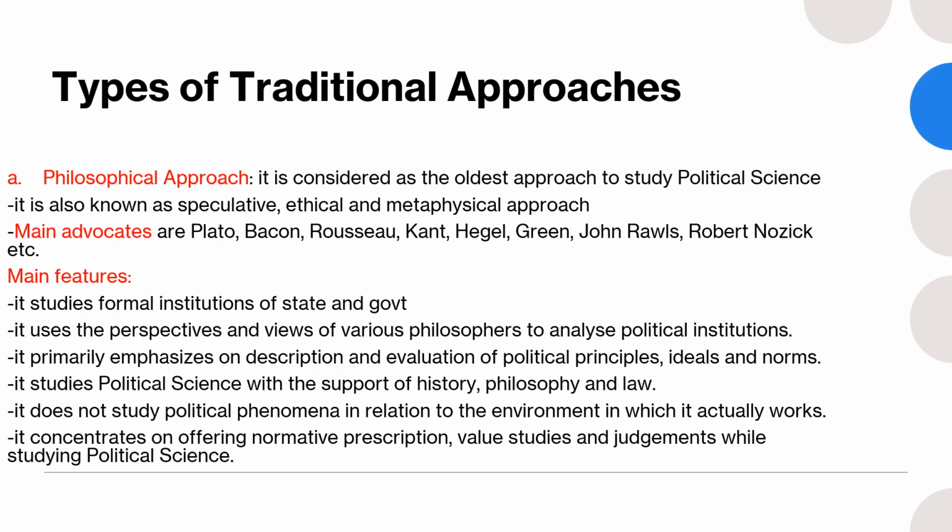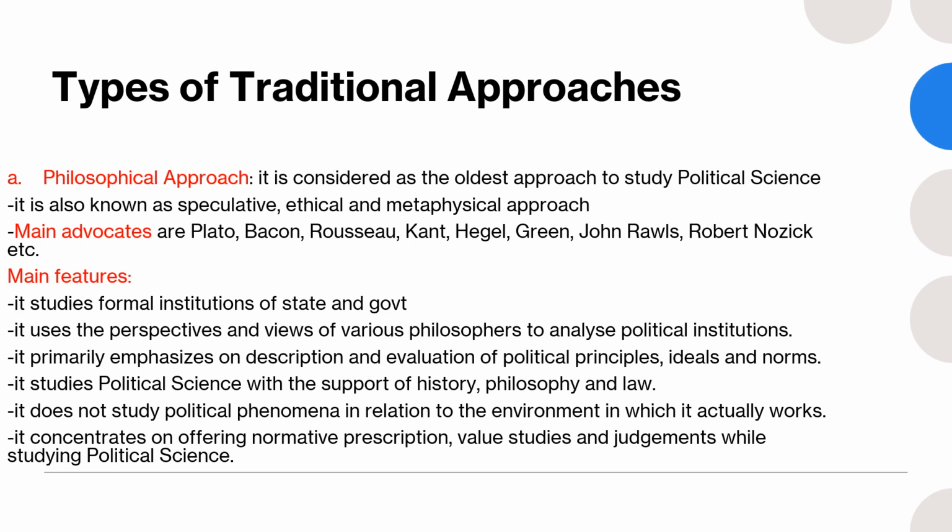Now, friends, let's see what the different types of traditional approaches are. The first traditional approach is the philosophical approach. It is considered the oldest approach to study political science. It is also known as the speculative, ethical, and metaphysical approach. Main advocates of this approach are Plato, Bacon, Rousseau, Kant, Hegel, Green, John Rawls, Robert Nozick, and many others.